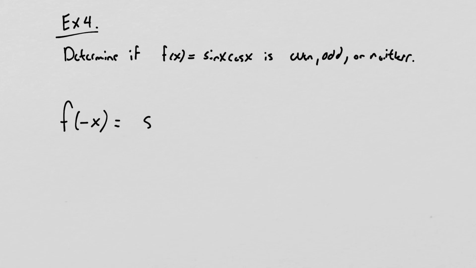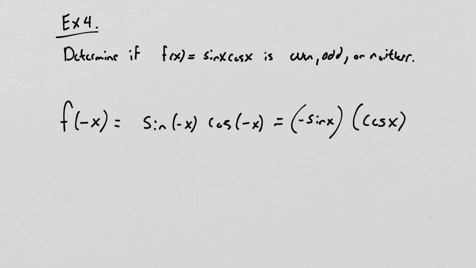We get that this is going to be sine evaluated at negative x and cosine evaluated at negative x. Sine evaluated at negative x, since we know sine is an odd function, can be rewritten as negative sine x. And since cosine is an even function, cosine can be replaced with just cosine of x. This will be equal to a negative sine of x times cosine of x, and this is equal to negative f of x. So this function is actually odd.